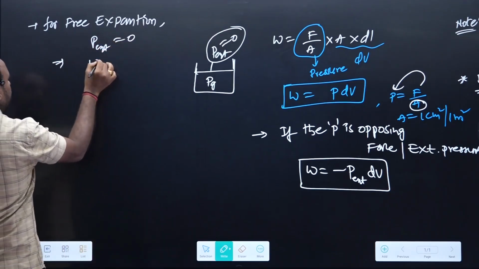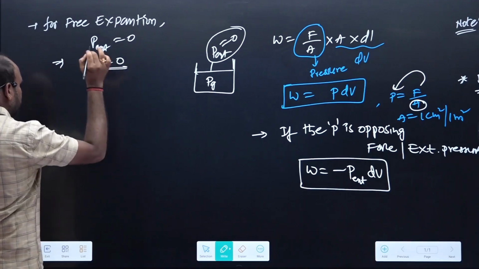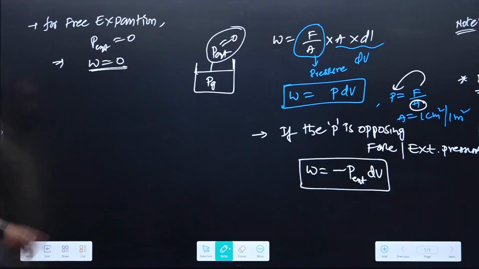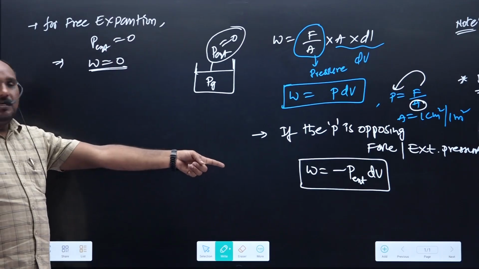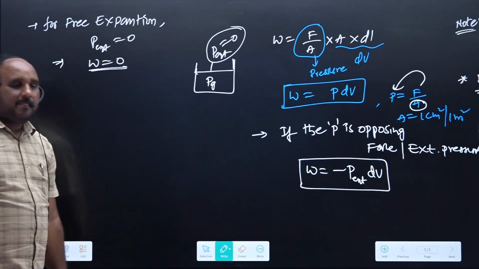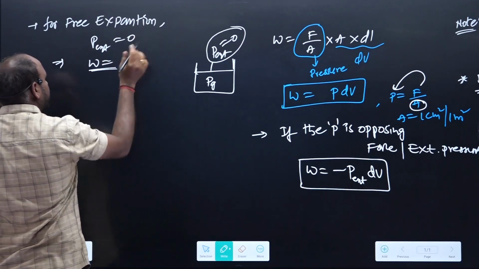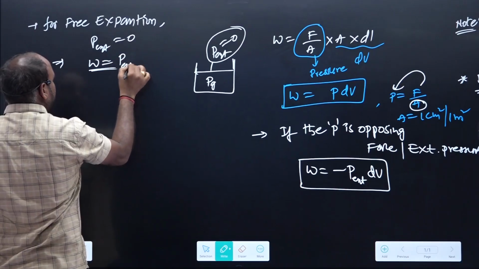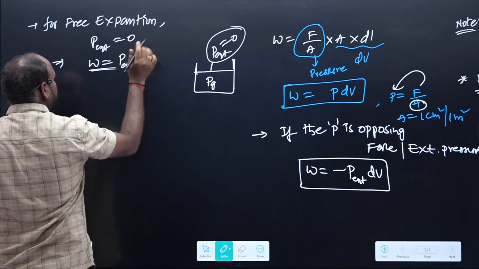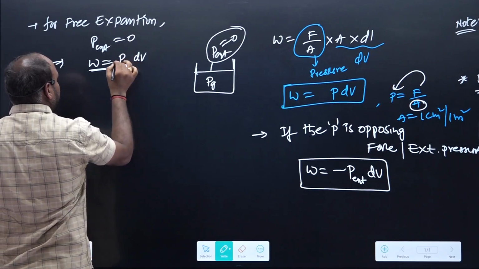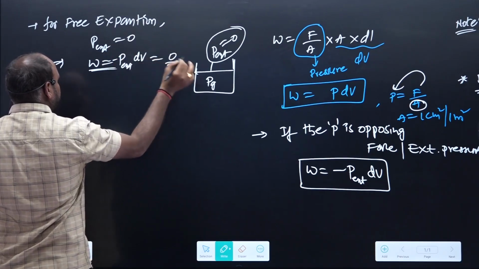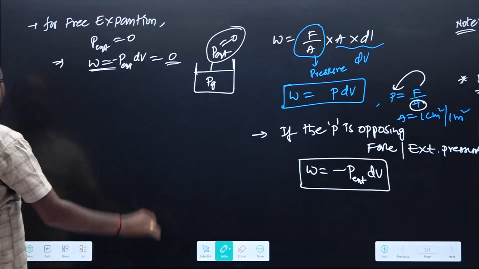Therefore at that time, what is the work? W is also 0, because W is equal to P external into dV, and that becomes 0. Next one.